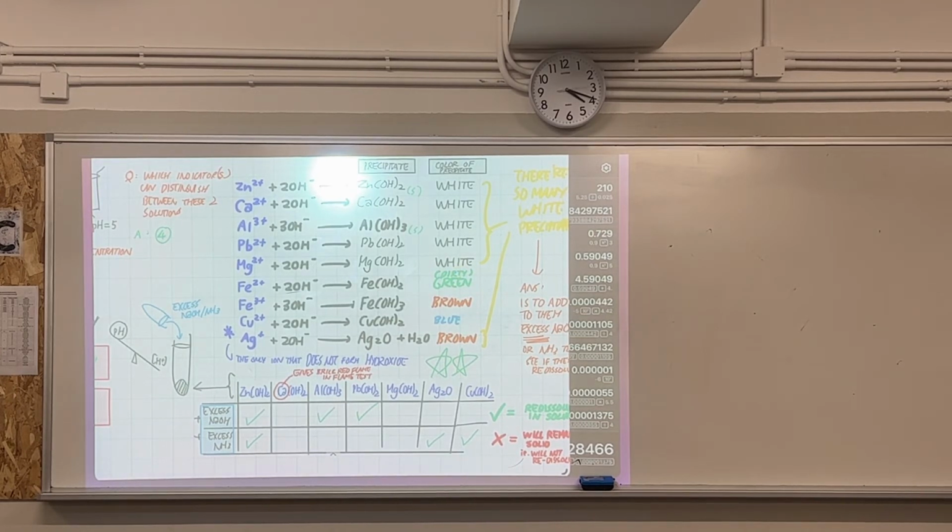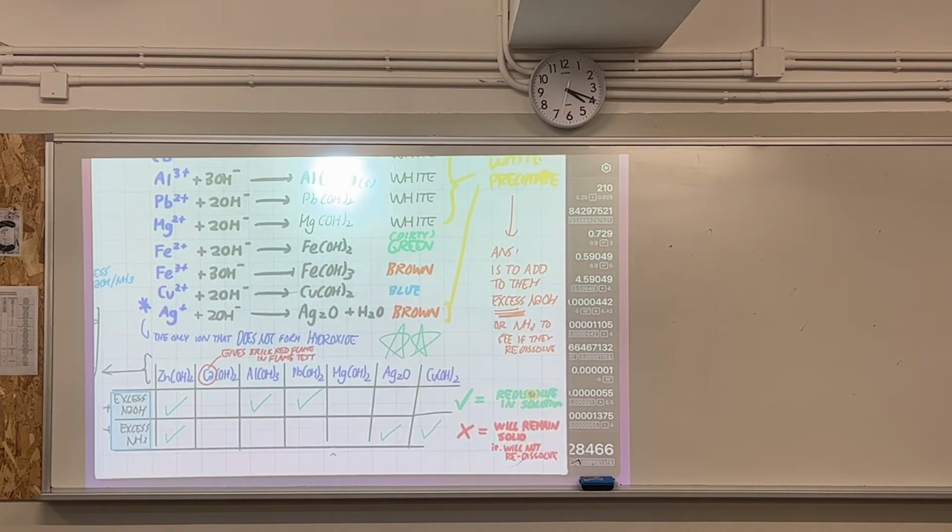So can you tell me which will dissolve to form a colorless solution when excess ammonia is added? Underline the word excess. Excess ammonia. Did you see this part of the table? Where I put a tick is what will be dissolved to form a solution when excess ammonia is added. So you can see that zinc, silver, and copper ions can be dissolved in excess ammonia.